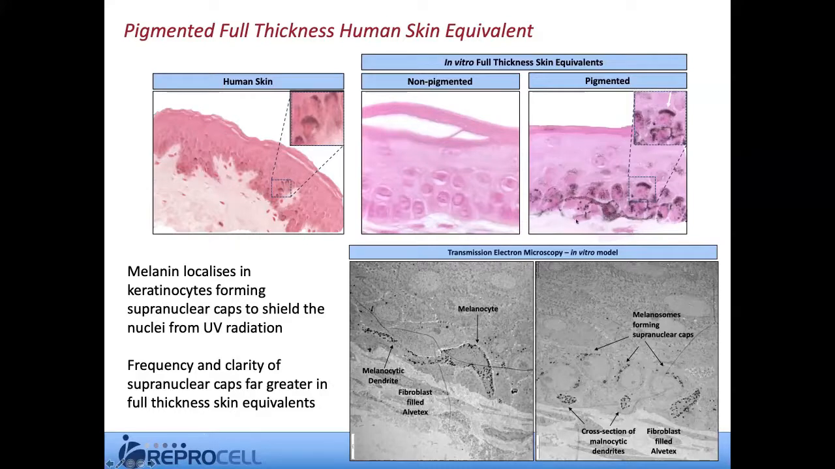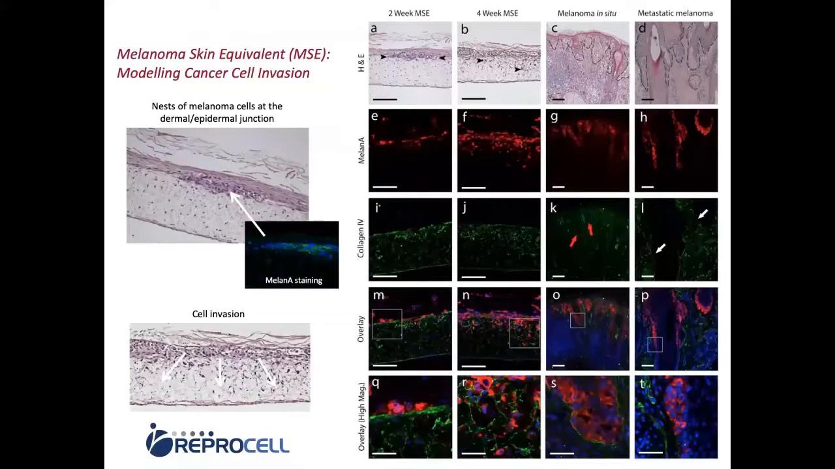So we see here very nicely in a melanocyte, the melanosomes within it, and we can see a very nice example of a supranuclear cap, and that's all very clearly shown by the transmission electron microscopy of the in vitro model. So all of this is achievable using this Alvetex platform.